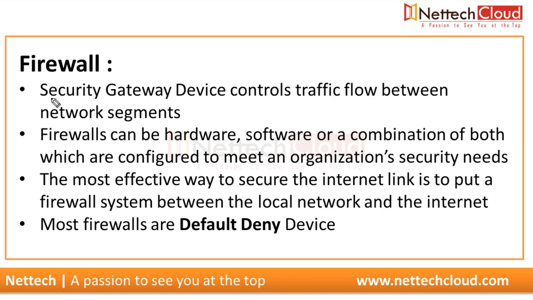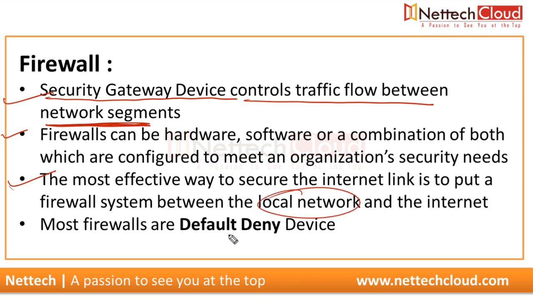A firewall is a security gateway device that controls traffic flow between network segments, right? Firewalls can be hardware, software, or a combination of both, which are configured to meet an organization's security needs. The most effective way to secure the internet link is to put a firewall system between the local network, the LAN, and the internet. And most firewalls are default TNI devices, right?